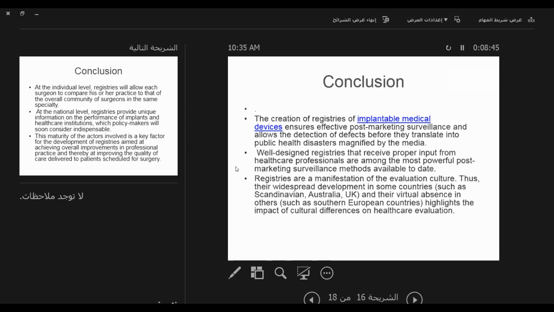Conclusion. The creation of registries of implantable medical devices ensures effective post-marketing surveillance and allows the detection of defects before they translate into public health disasters. Well-designed registries that receive proper input from healthcare professionals are among the most powerful post-marketing surveillance methods available to date, and registries are a main manifestation of the evaluation culture. Thus, their widespread development in some countries and their virtual absence in others highlights the impact of cultural differences on healthcare evaluation.